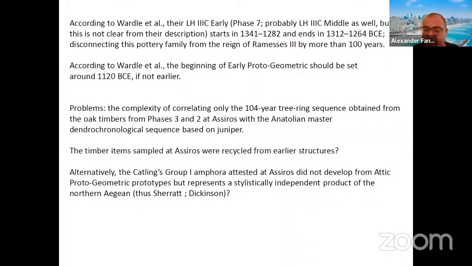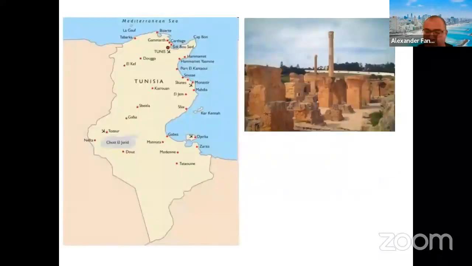Alternatively, the so-called Kettling Group 1 amphora, this one, attested that Asiros did not develop chromatic protogeometric types, but represents a stylistically dependent product of the Northern Aegean, thus shared Oliver Dickinson. I'm not going to enter this discussion, whatever you take.